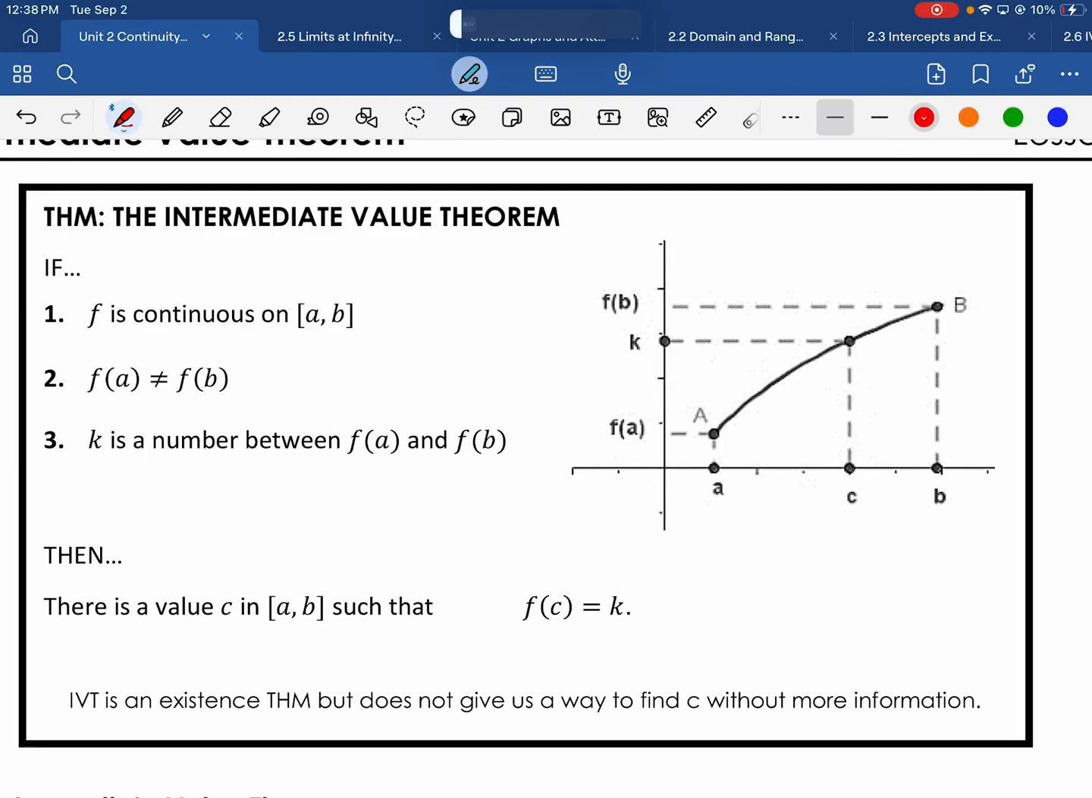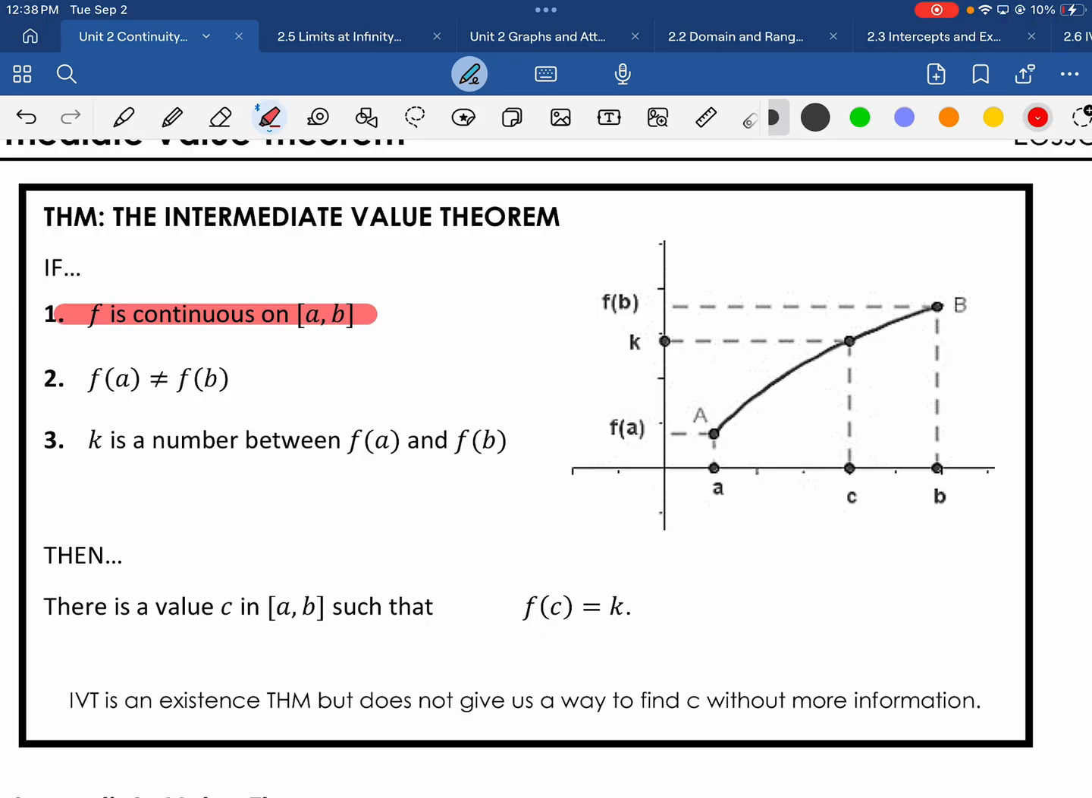All right. I made a new poster for IVT. We were simplifying it down a little bit. So the first thing that you have to absolutely show no matter what is that f is continuous. You have to either state or show that f is continuous.